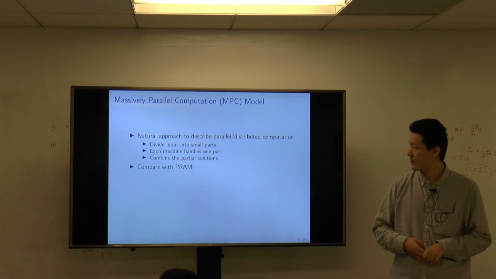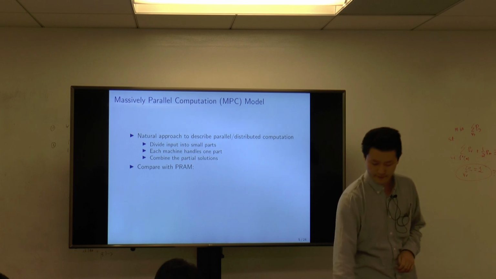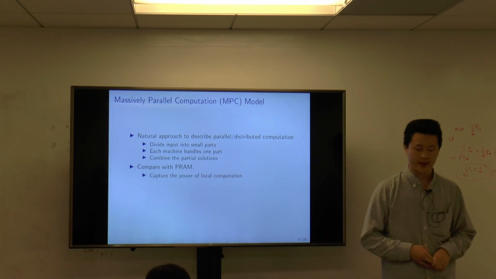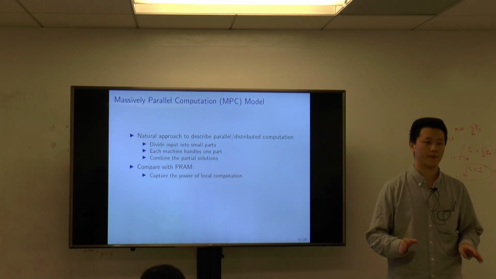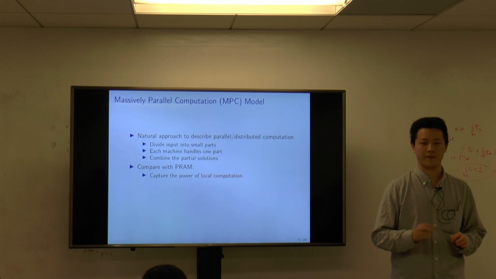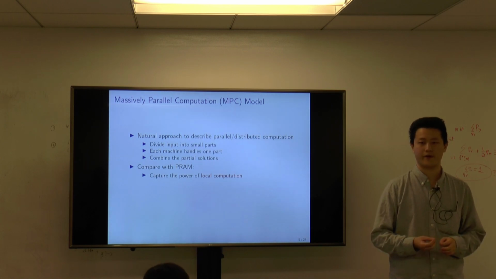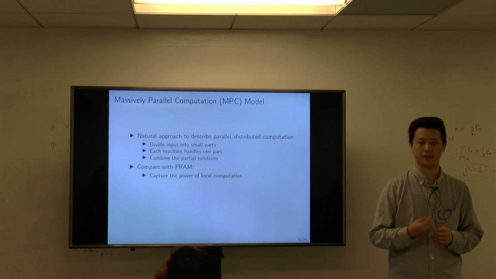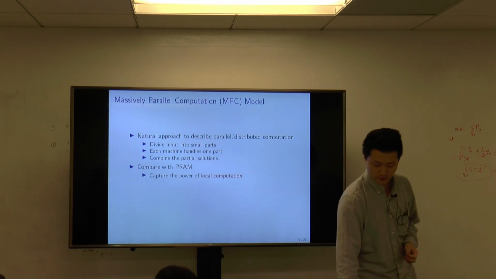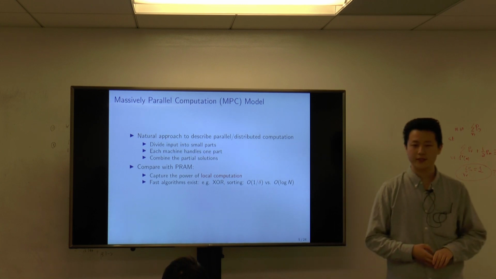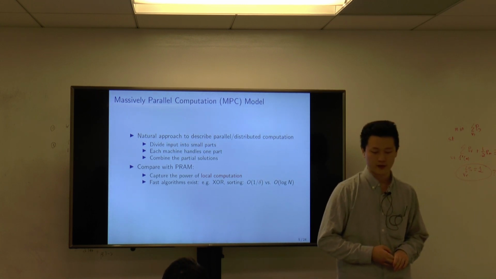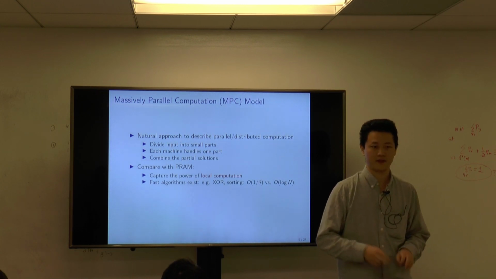So let's compare it with the classic PRAM model. The MPC model can capture the power of local computation. This is because in the MPC model, each machine has very large local memory, so you have the power to do some local computation. And actually, there are some fast algorithms for some specific problems.